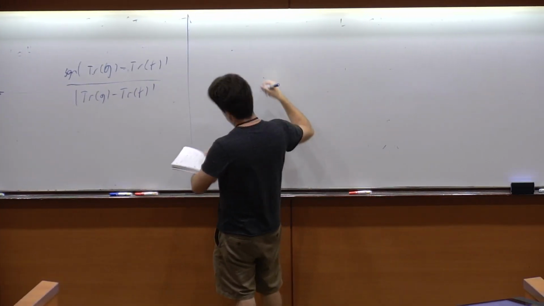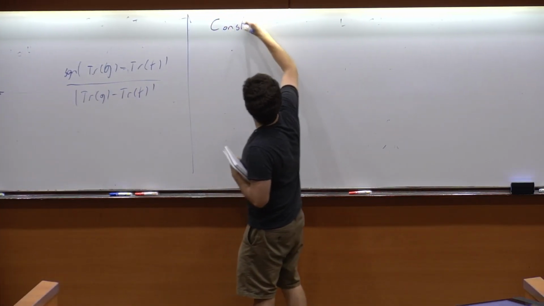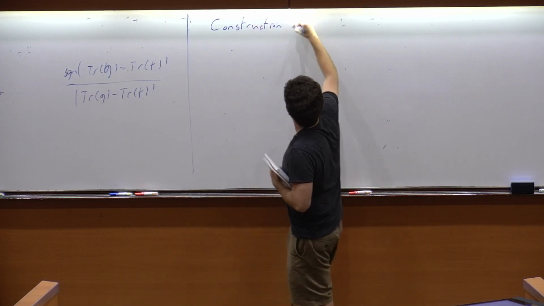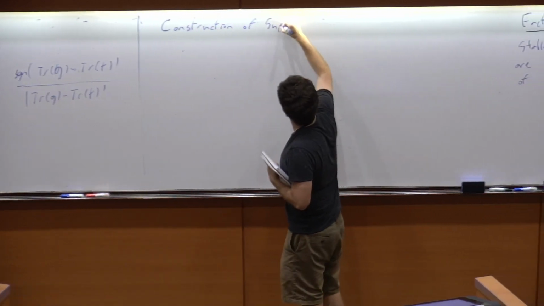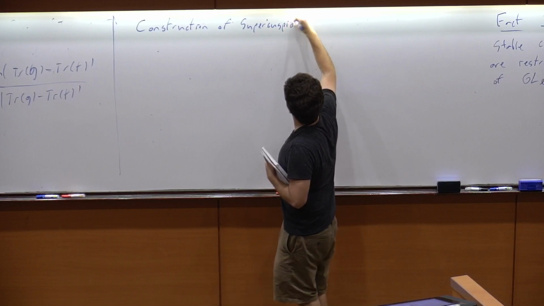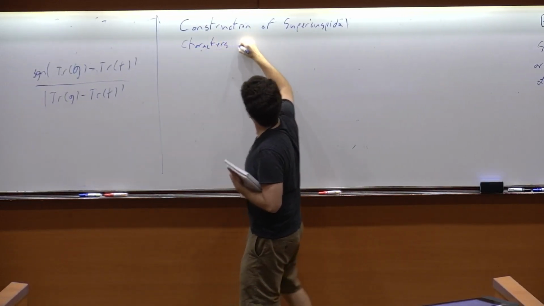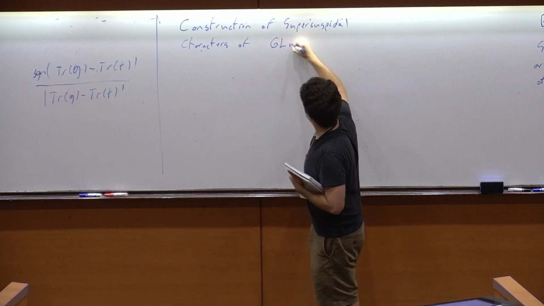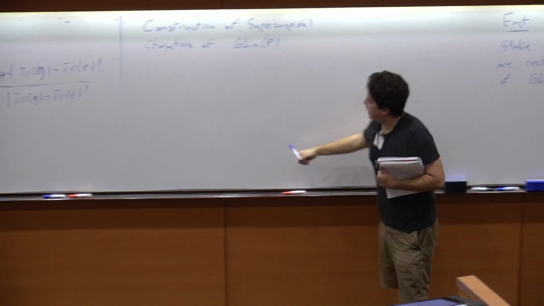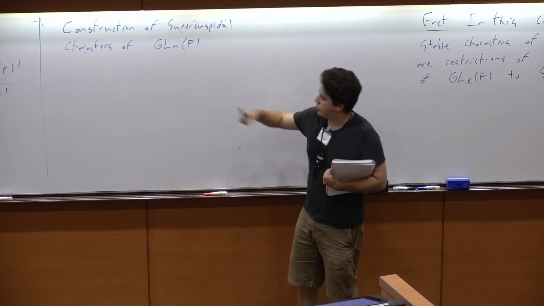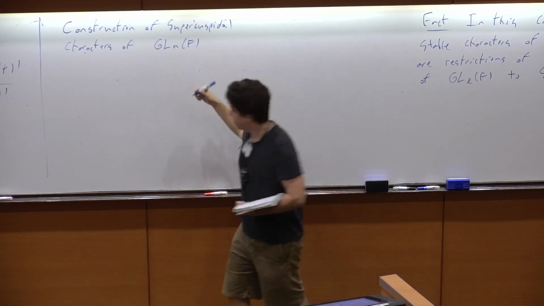So, construction of supercuspidal characters of GLn. I'll write out the case of GLn, but we'll restrict to L going forward.